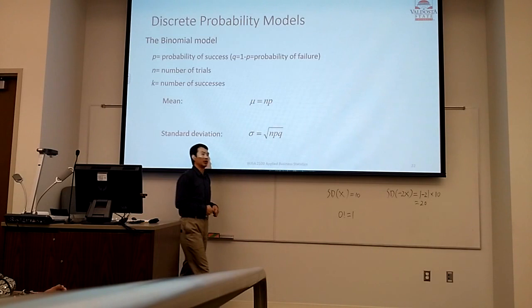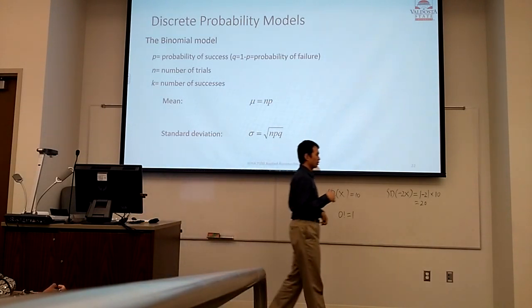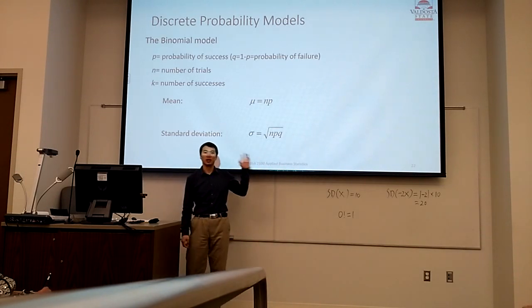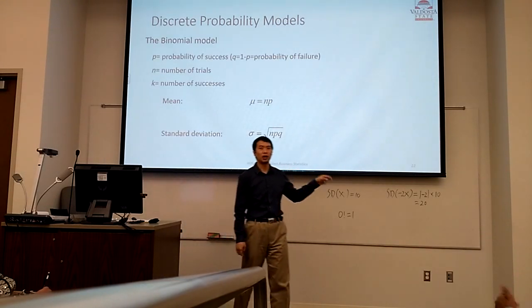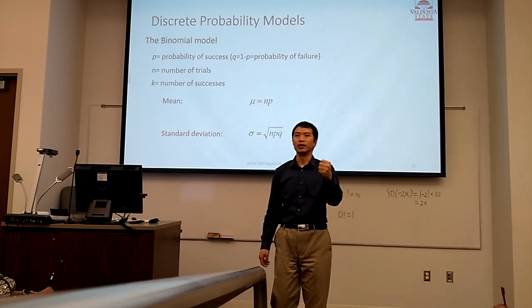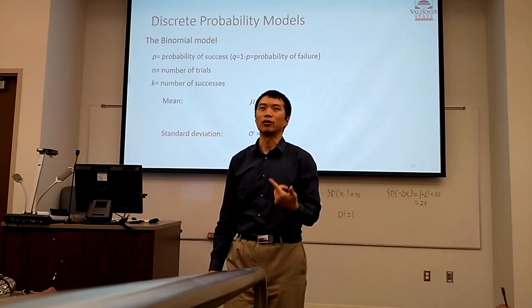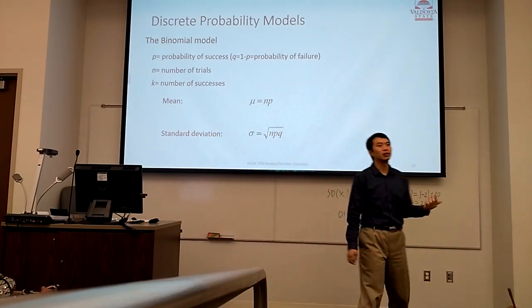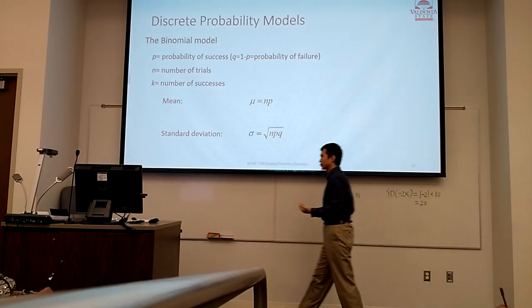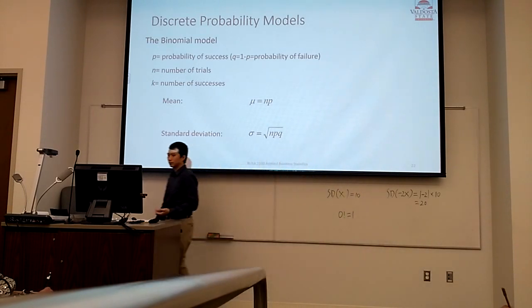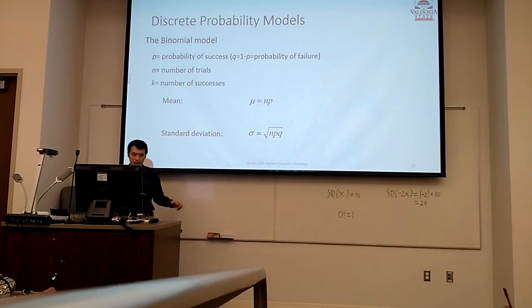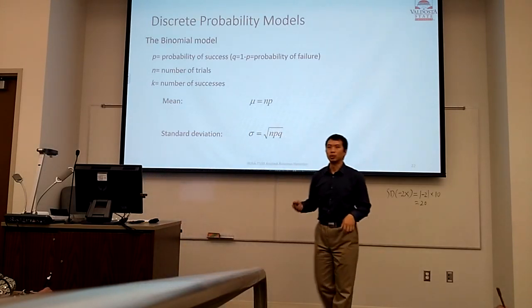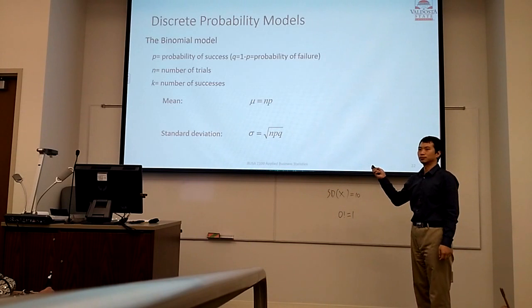And some properties for binomial. Okay. The mean and also the standard deviation. So as you can see, those two properties are based on the two parameters, n, which is the number of trials, okay? And p is the probability of success. Those are the two properties we need to remember for the binomial model.